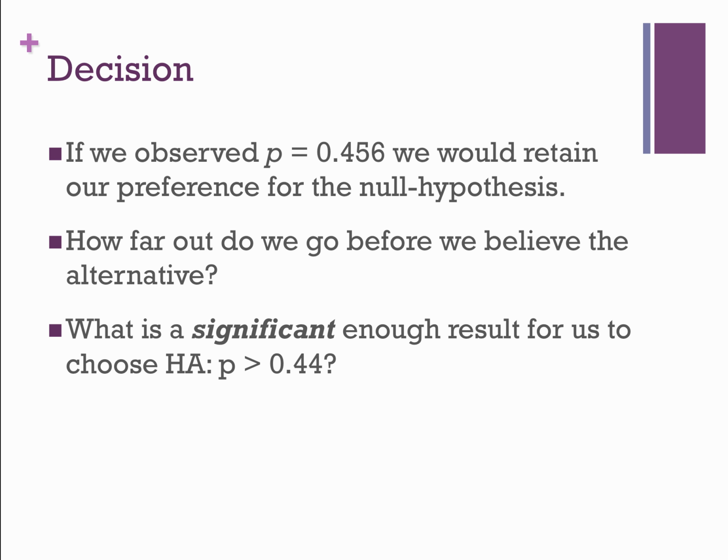So if we observe a p of 0.456, we would likely retain our preference for the null hypothesis. It's very close to 0.44. How far out do we have to go before we believe the alternative? And this introduces a new term for us, significance. What is significant enough for us to choose the alternative, that our proportion of survival using ECMO is greater than 0.44?